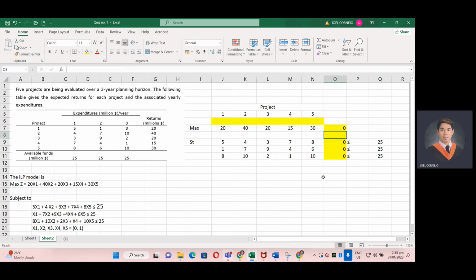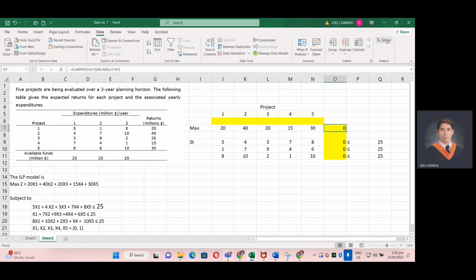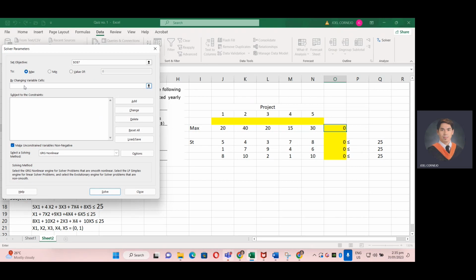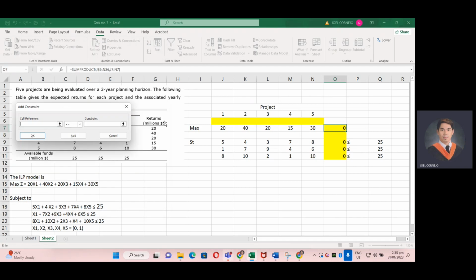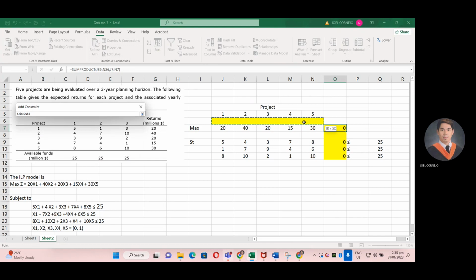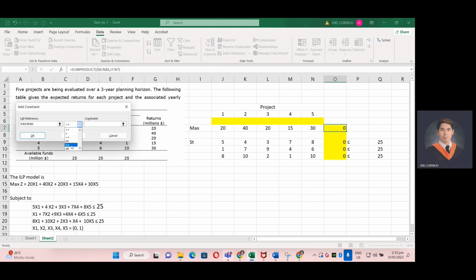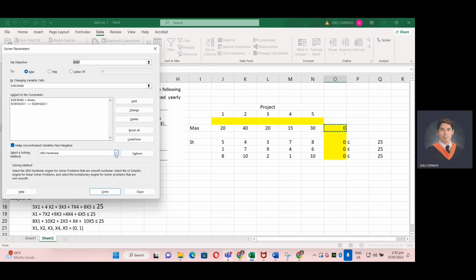Then after that, we need to use our Excel Solver. So click your Solver, then maximize, with the changing variables first. This is our changing variable. Then for our constraints, you need to add. So this is our first constraint. Then you need to click binary. Then add other constraints, less than or equal to this one. Then okay. So you need to select Simplex LP. Then after that, you need to click solve.